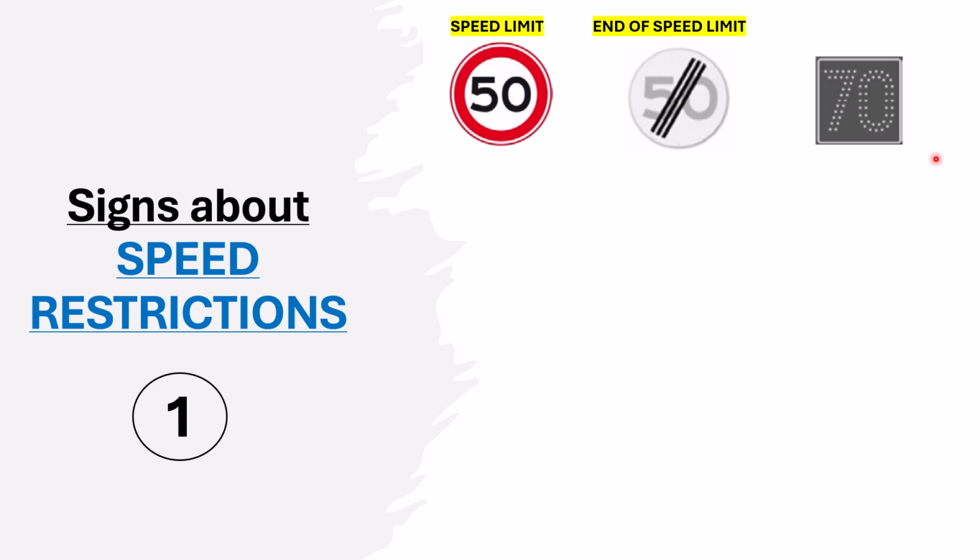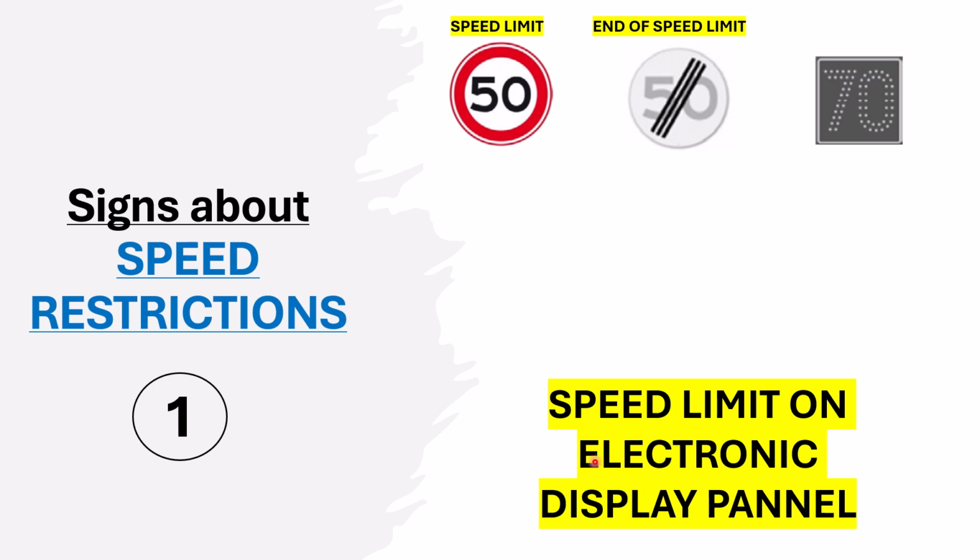And if you see this signboard, you can see this is an electronic, digital signboard. These signboards are usually placed on roads where they want to control the traffic in real time. The only difference between these signboards and these ones is that these are hard, fixed signboards where the speed limits cannot be changed, but on digital signboards, speed limits can be changed according to the traffic condition prevalent at that time. So this is the speed limit on an electronic display panel.